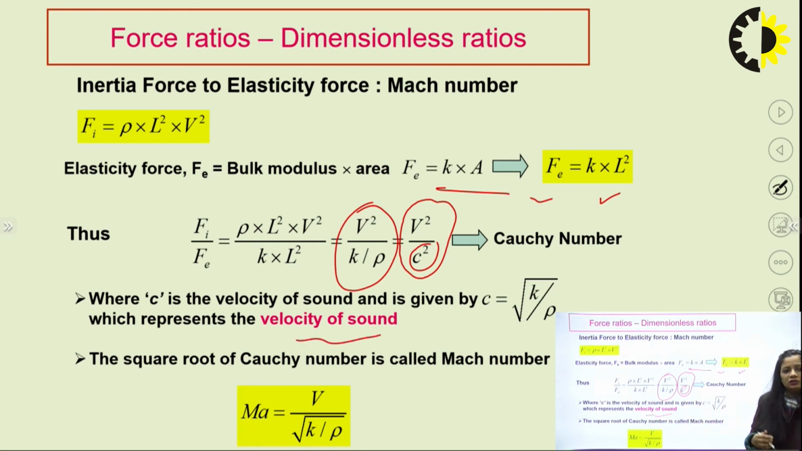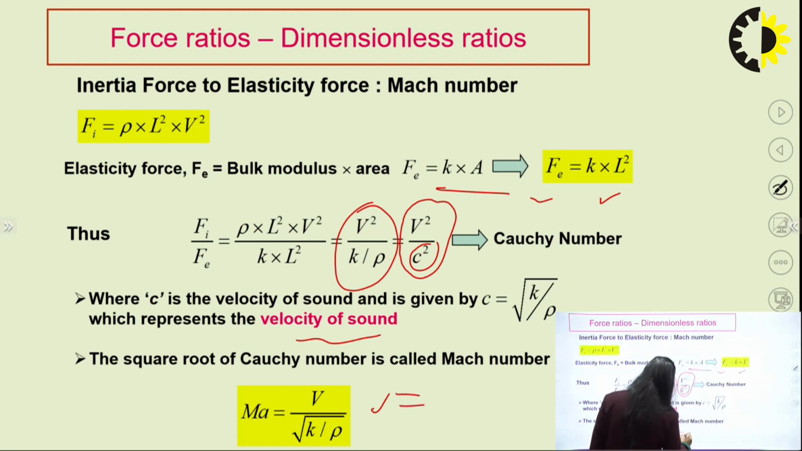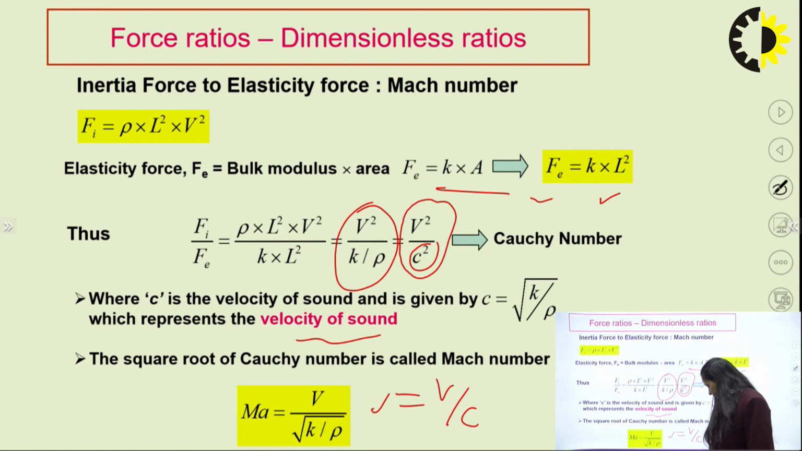The square root of the Cauchy number is called your Mach number. So Mach number will be equal to V divided by root over K by rho, or you can say V by C, simple. Also you can write it as V by C, where C is the velocity of sound.